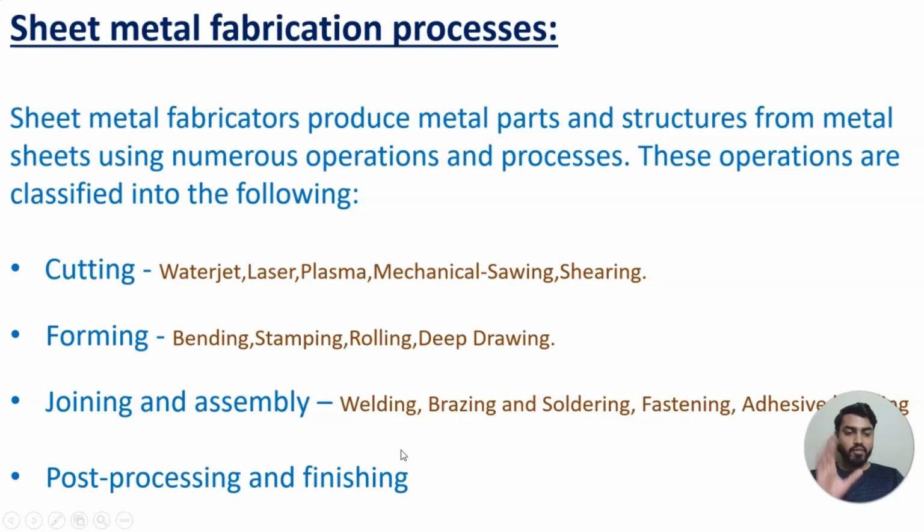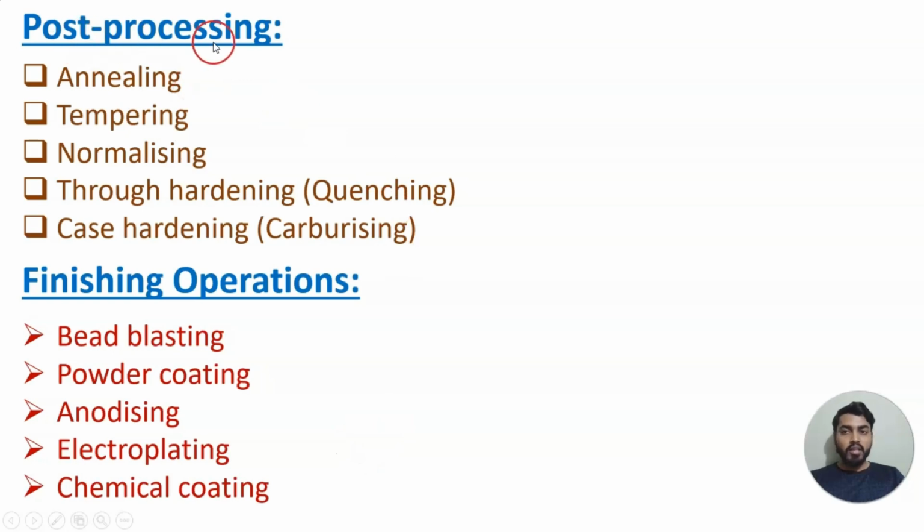So remember, first we are going to design, then next we are going for fabrication. After fabrication, we are going to go with post processing and finishing. Then under these post processing operations, we are having annealing, tempering, normalizing, again through hardening, like nothing but quenching, again case hardening, nothing but carburizing. So these are the post processing. After completion of cutting, bending, forming, stamping, everything, later we are going to make here post processing.